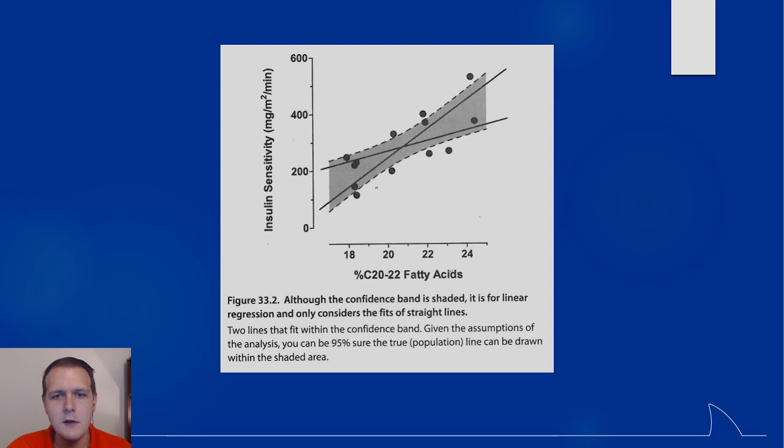But again, looking at this, you may find that the actual slope of that line could be anywhere within the shaded area here. So it could look something like this. It could look something like this. The point being, it's going to be somewhere in that shaded area, and of that you are 95% sure, because that's what the confidence intervals are telling you.